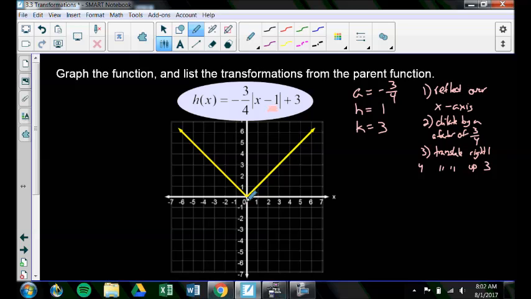So it's going to start by pointing down. Then it's going to start scaling by 3/4, and then it moves right 1, up 3. So what I can do instead is just go to the point 1, 3. This right here is my new corner point, or my new vertex. And then from that point, I can do a slope of down 3, right 4, and down 3, left 4.